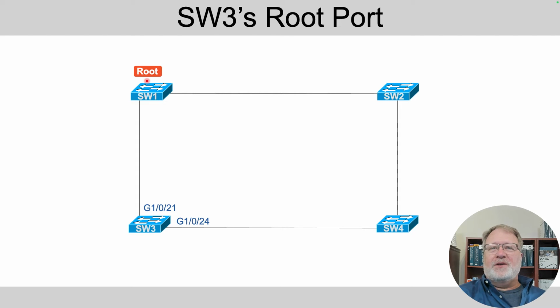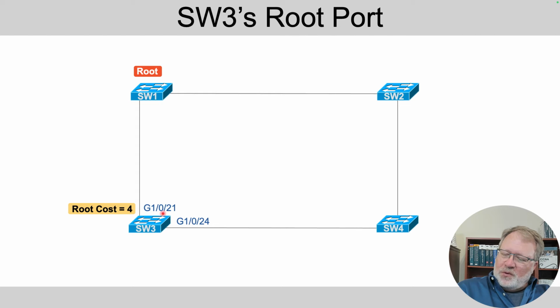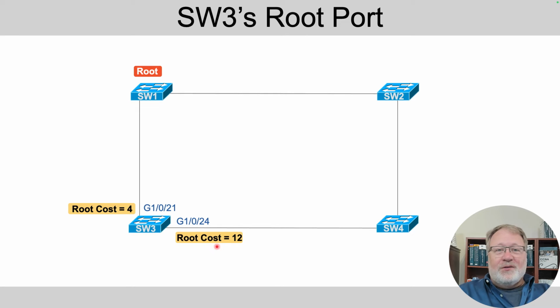Lower is better at layer 2. It just turns out the way they did different standards. So switch 3 is going to like this path here toward the root better. And that's how it determines its root port. It's the port that's part of the least cost path to reach the root. So if the root cost leaving this port 21 is 4 and the root cost leaving port 24 is 12, you guessed it, switch 3 is going to choose as its root port this port that ends in 21, and that port is going to forward in this new spanning tree topology that we're calculating.